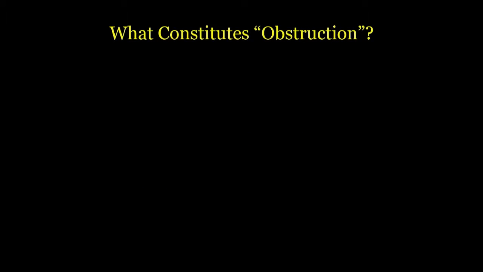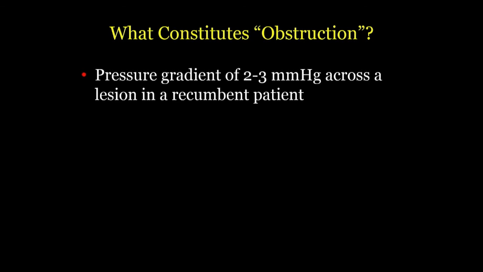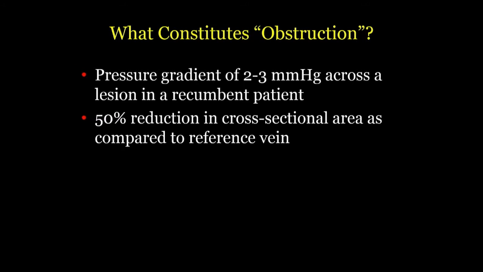The question is, what constitutes obstruction in the venous segment? Now, the old literature suggests a pressure gradient of 2 to 3 millimeters in a recumbent patient is enough to be considered physiologically significant. The problem is that measuring a 2 to 3 millimeter venous pressure gradient is within the area of measurement error of most of our equipment. So that's very difficult to do.